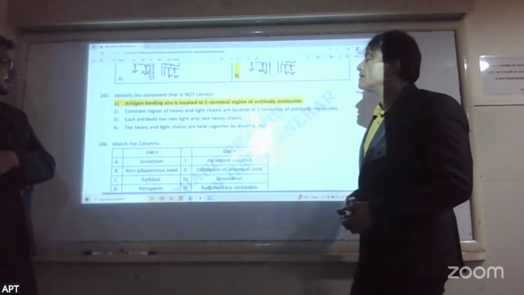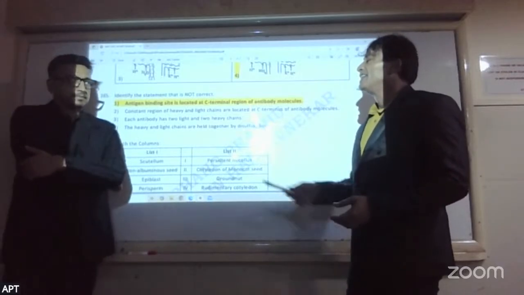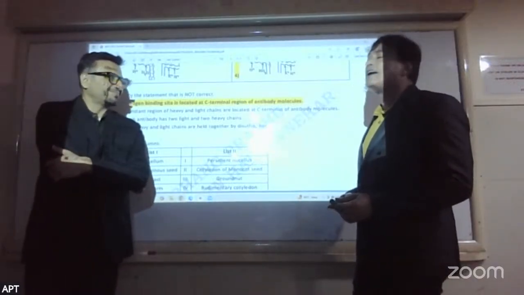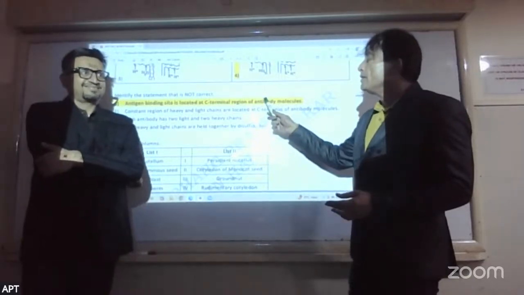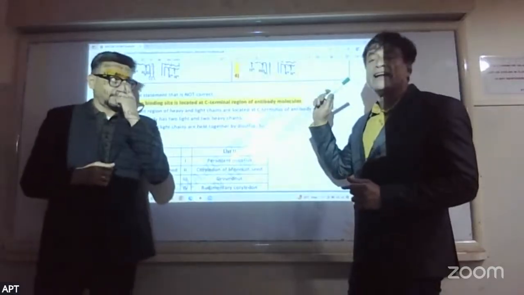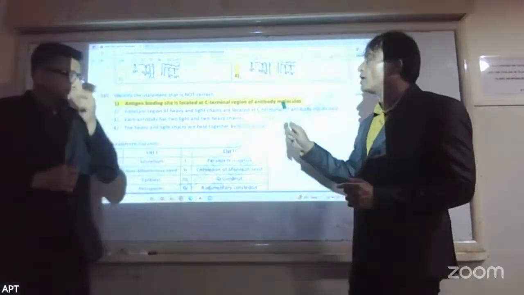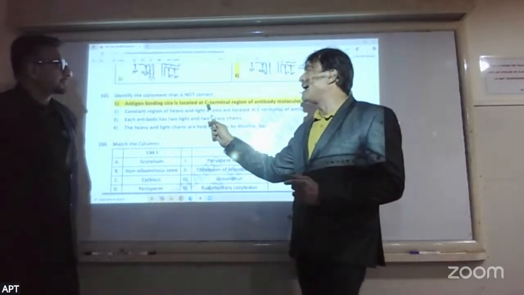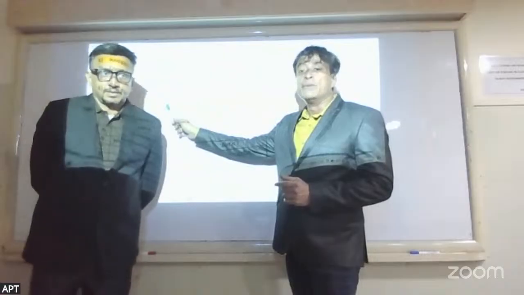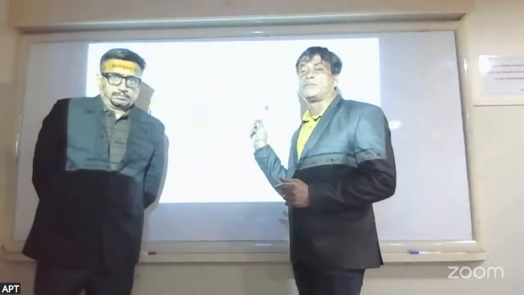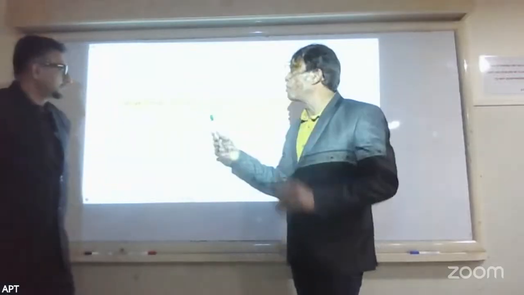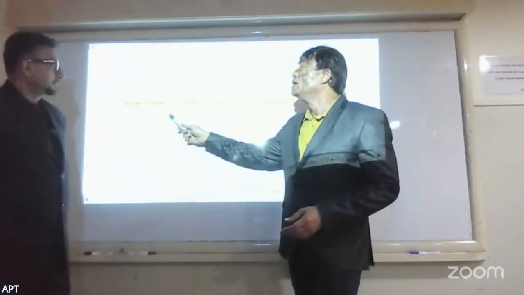Identify the statement that is not correct. Antigen binding site is located at the C-terminal region of the antibody molecule. Mind you, this is not explicitly mentioned, but there is a diagram of the antibody in your textbook, and they are obviously labeled N-terminal where the antigen binding site has been labeled. So obviously this is a wrong statement. And once you get this wrong statement, there should be only one wrong statement, so the others are bound to be true.